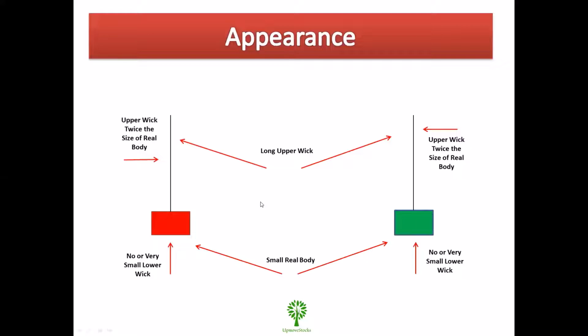The fourth important characteristic is very important: a small real body. It is very important to ensure that a shooting star candle has a small real body. It should not have a big real body, otherwise it cannot be classified as a shooting star candle. So it should have a small real body like this, or maybe a little more, but not like half the size of the candle.